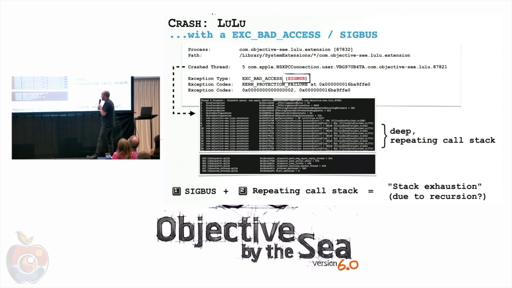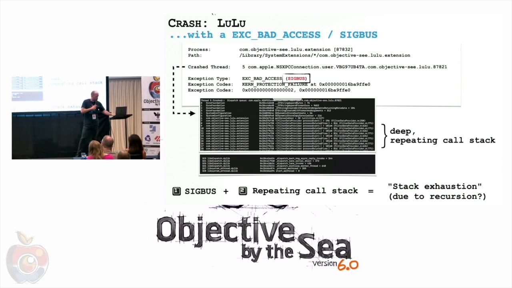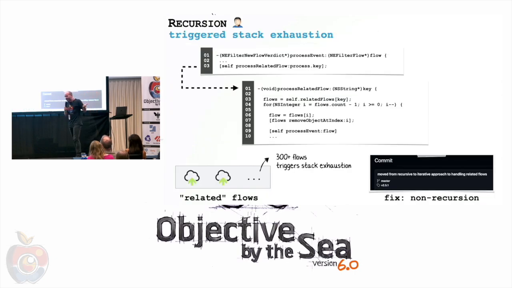The other thing I looked at was the call stack. And we could see it's a huge call stack. There are 328 frames. And if we look at the call stack, we can see a repetition of the same function. So we have a SIGBUS exception, a repeating call stack. This generally looks like call stack exhaustion, probably due to recursion. And as soon as I saw this, I was like, oh man, I know exactly what happened.